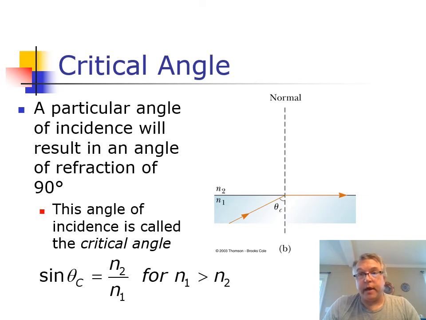Now, when we're going from a medium where the light is traveling slower into a medium where the light is traveling faster, we're going to get a certain angle of incidence that will give me an angle of refraction of 90 degrees. In other words, all of the light is going to just stay at that boundary between the two mediums. We call this the critical angle. Any angle of incidence that is less than the critical angle, I will have some light travel into the second medium. Any angle of incidence greater than the critical angle means that all of the light is going to reflect back into that first medium.